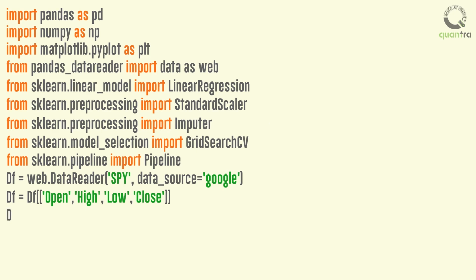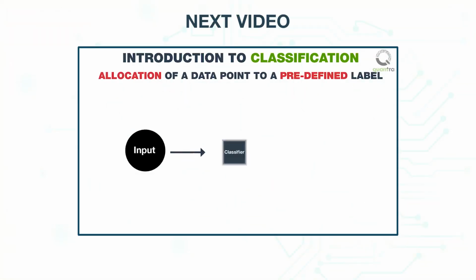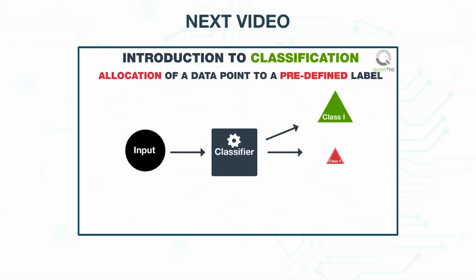The data frame contains entries that are not a number or NaN. We will drop such data using the dropna function. In the next video, we will learn how a classification algorithm works.